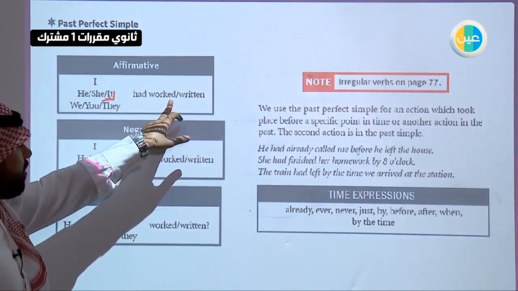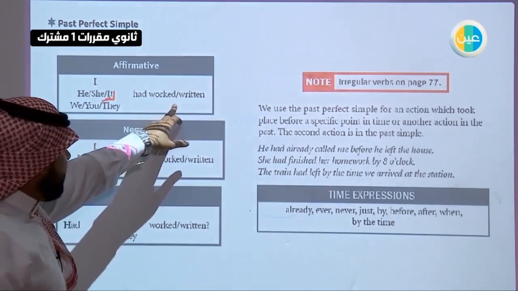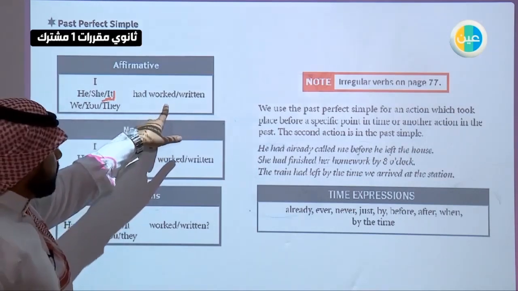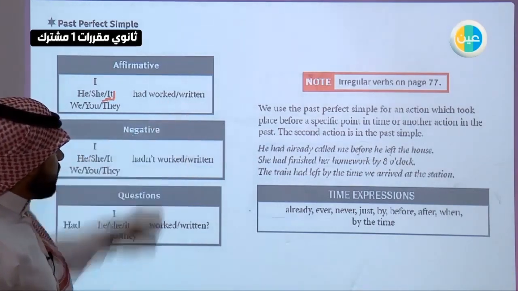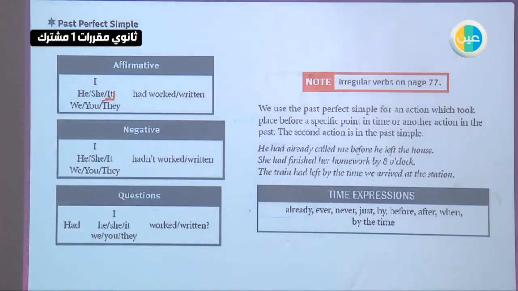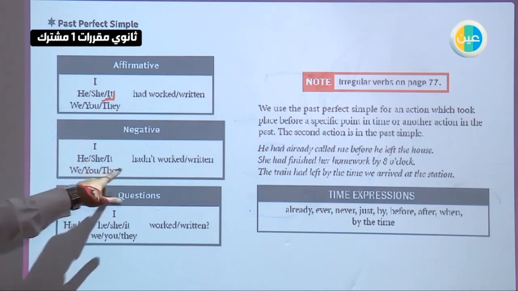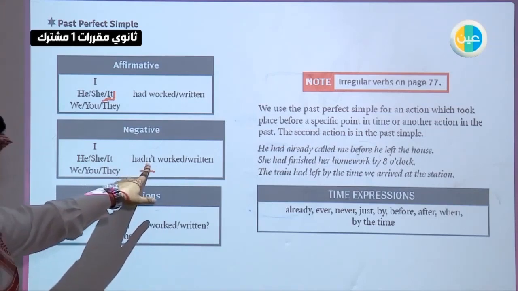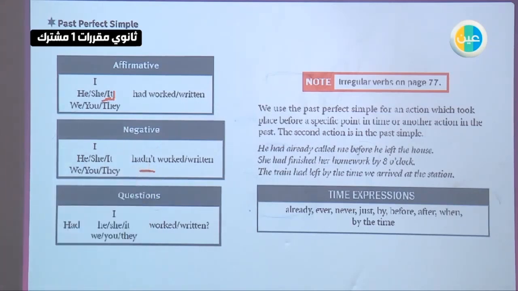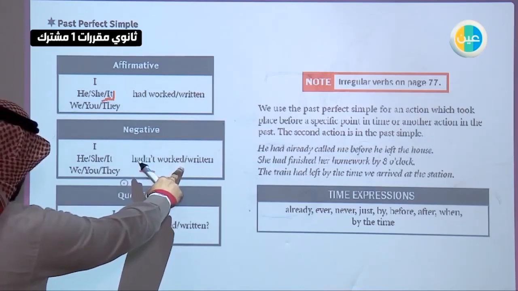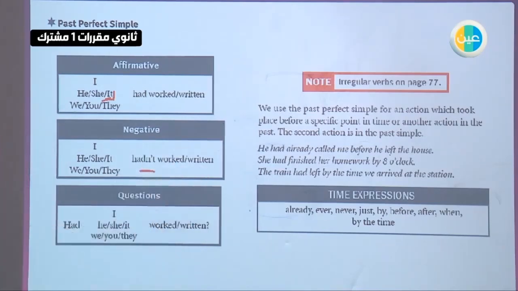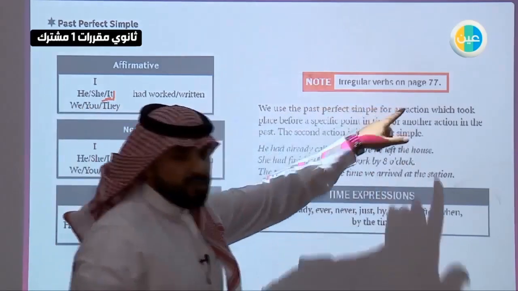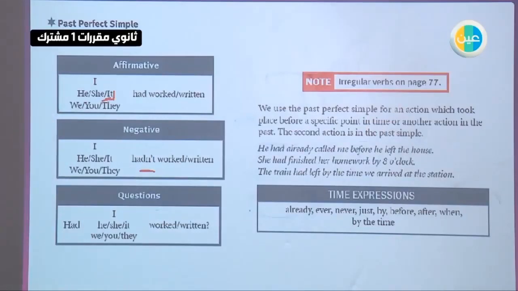Then the P3 or the V3. So like the past simple with ed, here we have the third verb. The second one, for the negative, we just add the negative to had. And then we use the V3. If it's regular, we just use ed. If it's irregular, you can find them on page number 77.